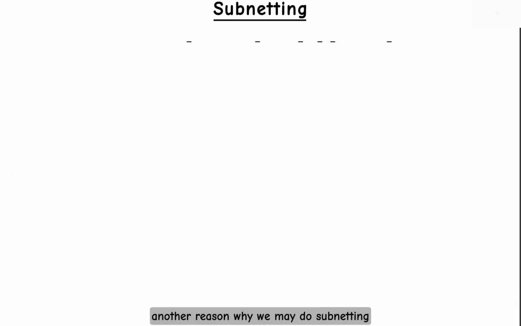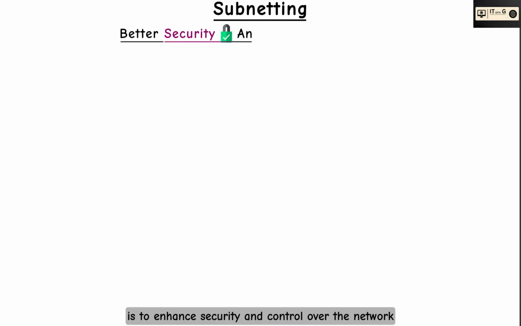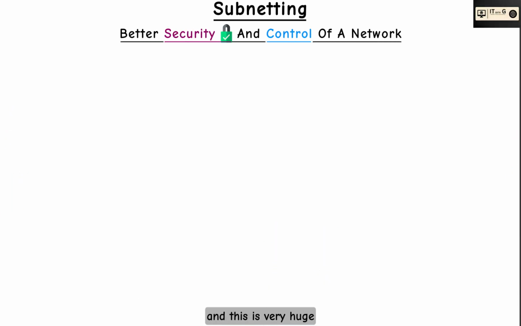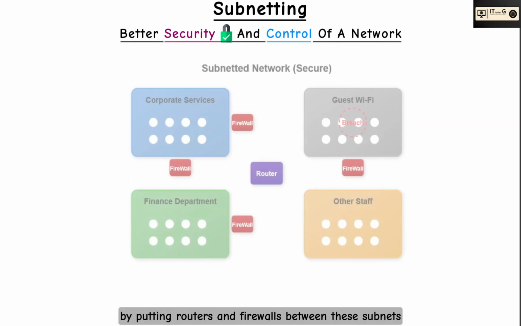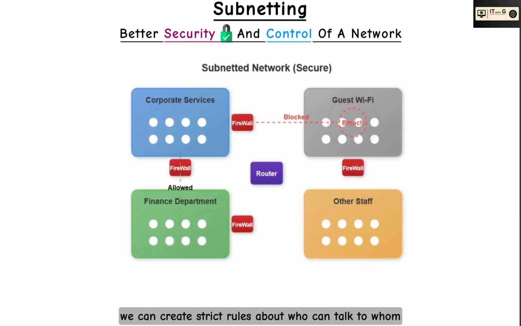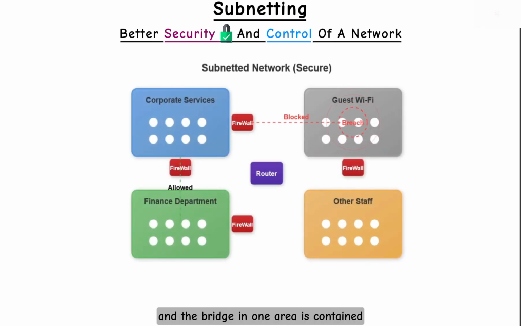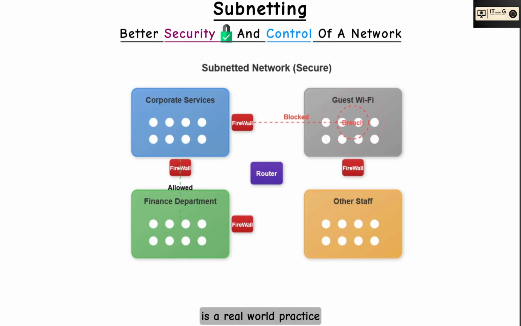Another reason why we may do subnetting is to enhance security and control over the network. And this is very huge and important because with subnets, you can place your corporate servers in one subnet, place your guest Wi-Fi in another, and then you have also a different subnet for the finance department and other stuff. So by putting routers and firewalls between these subnets, you can create strict rules about who can talk to whom, and a breach in one area is contained so that it doesn't affect the other subnets. That's one very important reason why subnetting is a real-world practice.